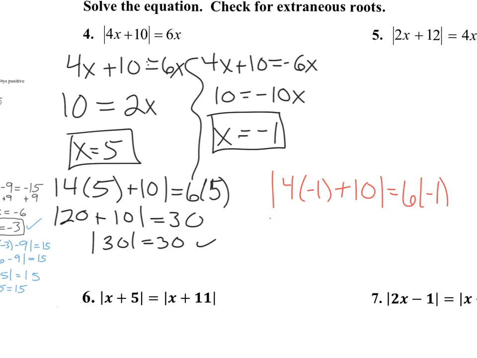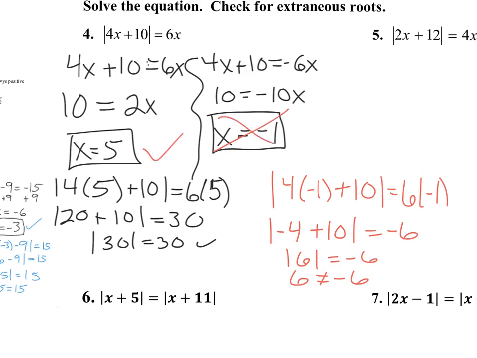4 times -1, that's going to be -4, plus 10 is equal to -6. Now, -4 plus 10 gives us the absolute value of 6, but what you'll find out is that the absolute value turns everything positive. So 6 can't equal -6. So this is not a solution. Only x equals 5 is. Okay? So that right there is a good example of what to expect for extraneous.